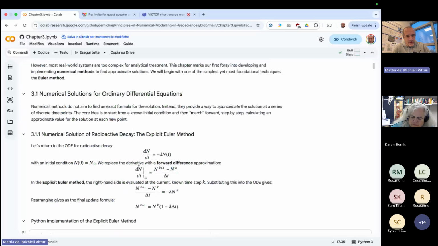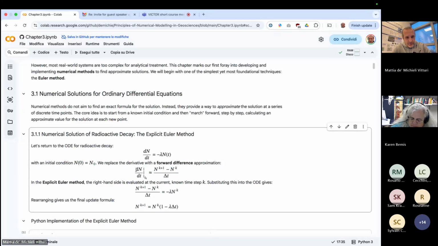approximation that we used here for the derivative is what is called the first order approximation. First order approximation means that the error is proportional to the time step. So it is proportional in a linear way to the time step. If we decrease the time step by a factor 5, also the error will decrease by a factor 5.